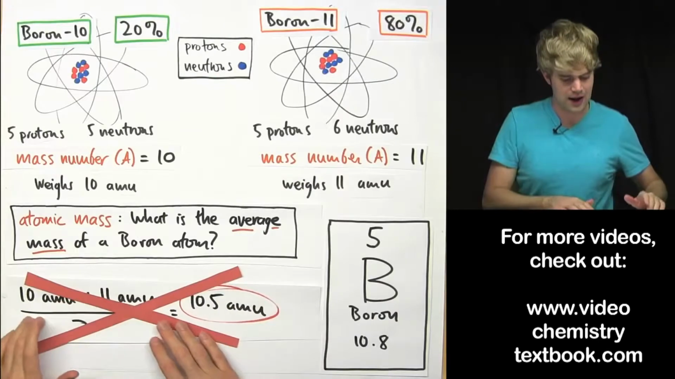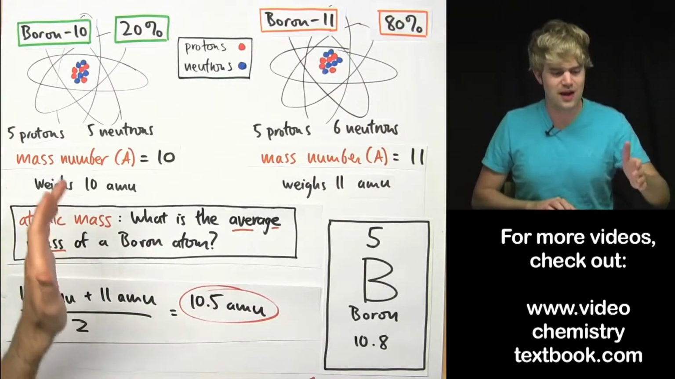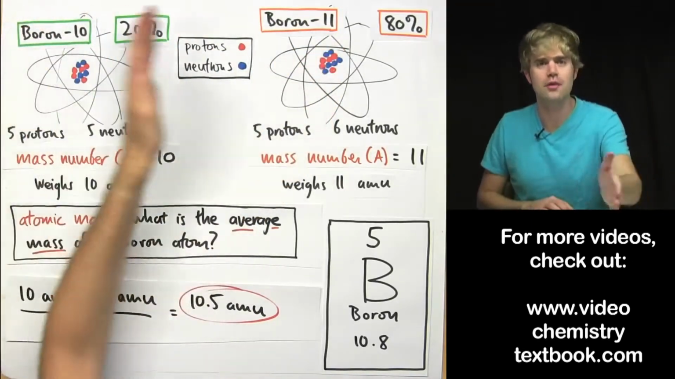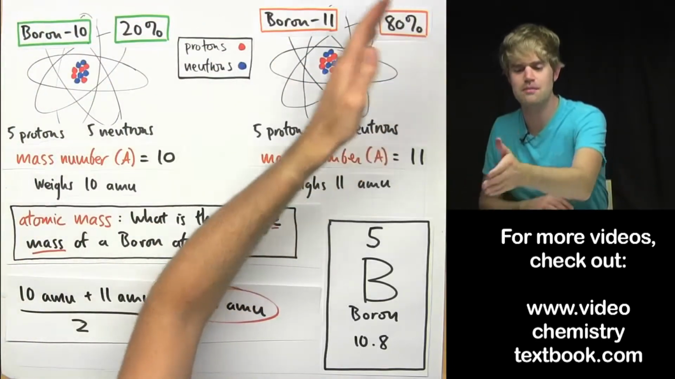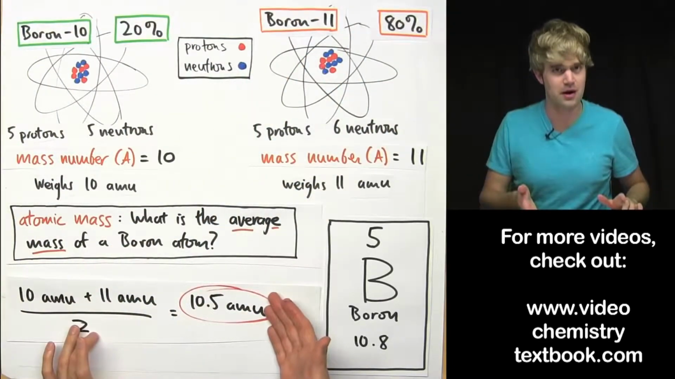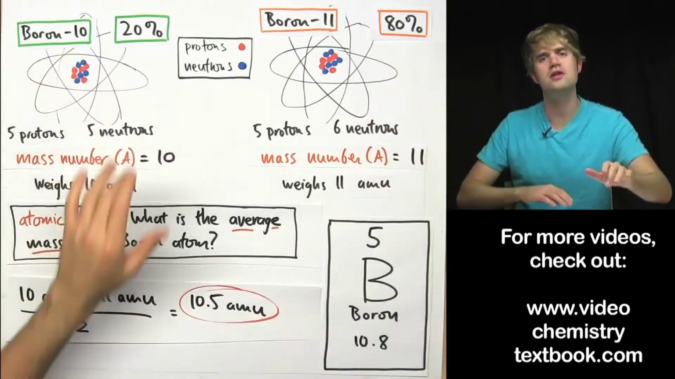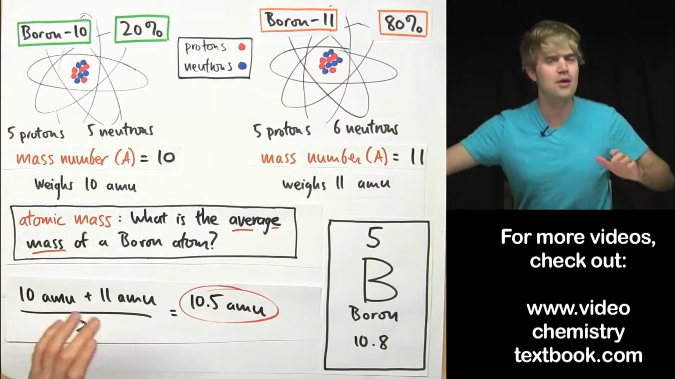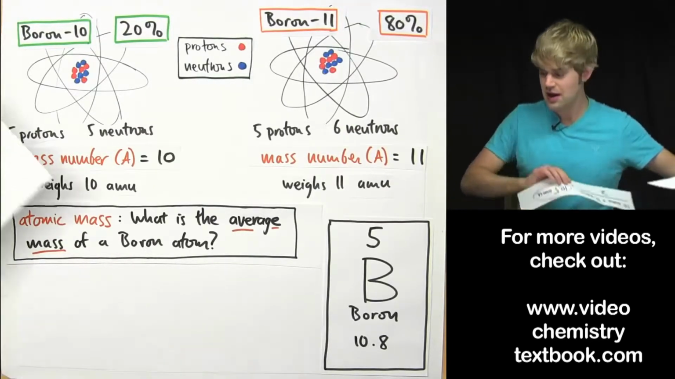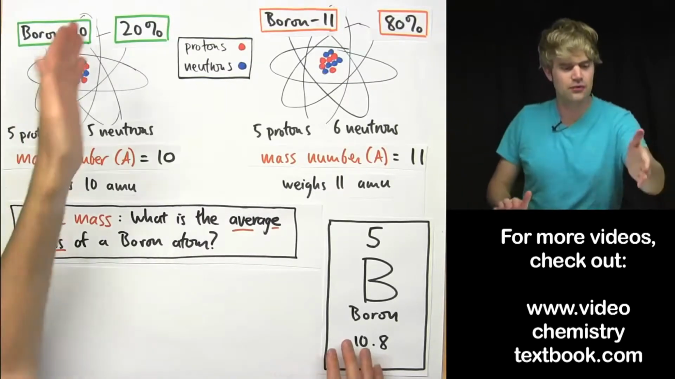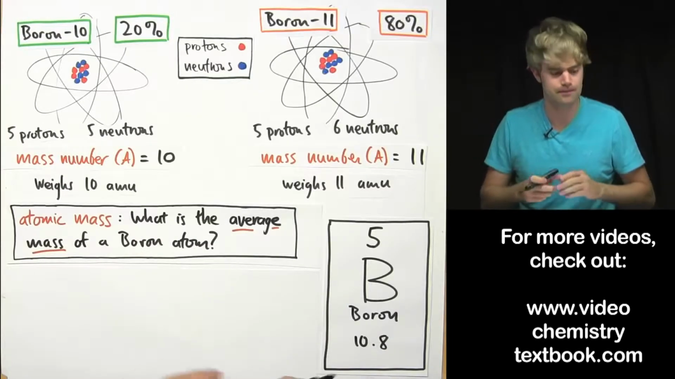And the reason why is because this type of thing, added up and divided by 2, assumes that we have the same amount of both of these. If we had 50% boron 10 and 50% boron 11, then we could just add them up and divide by 2. But we can't do that because we have different amounts of these two types of atom. And we have to come up with a mathematical equation that's more complex than this to take into account the different amounts that we have of these two atoms.